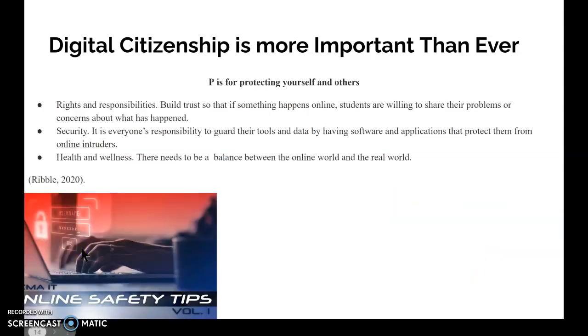And P. P is for protecting yourself and others. Rights and responsibilities. Build trust so that if something happens online, students are willing to share their problems or concerns with what is going on. Security. It's everyone's responsibility to guard their tools and data by having software and applications that protect them from online intruders. And also health and wellness. You have to have a balance between the online world and the real world.